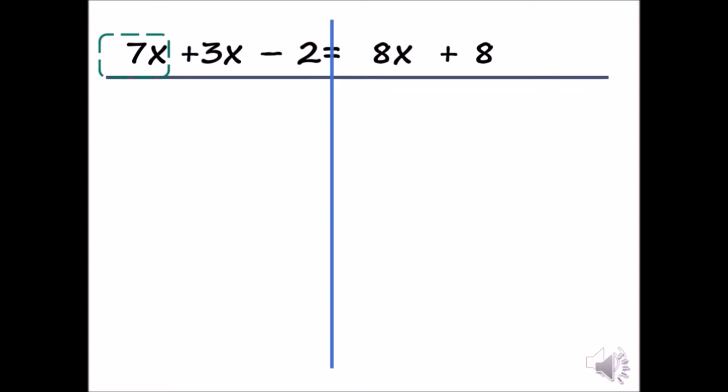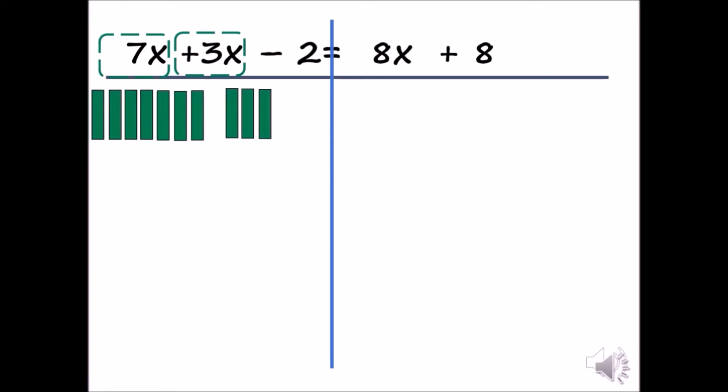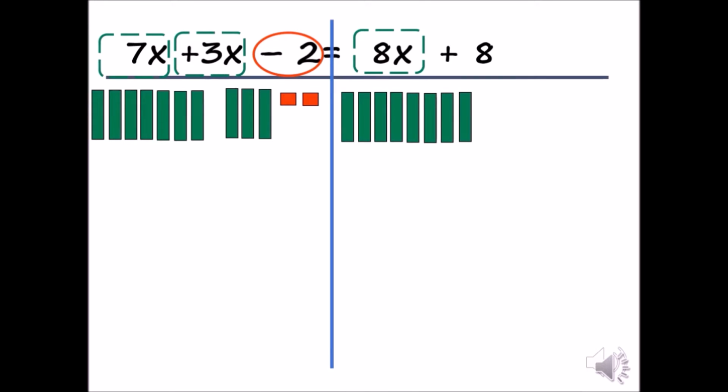To model 7x, we will use 7 positive x tiles. For positive 3x, we will use 3 positive x tiles. And for negative 2, we'll use 2 red unit tiles. On the right side of the equation, for positive 8x, we will use 8 positive x tiles, and for positive 8, we'll use 8 positive yellow square unit tiles.